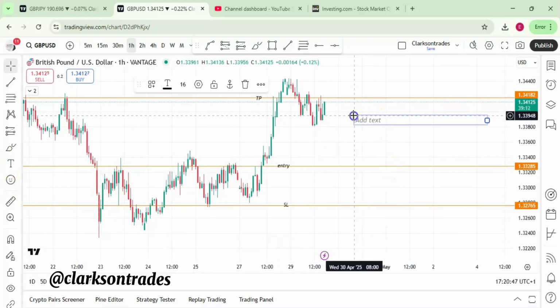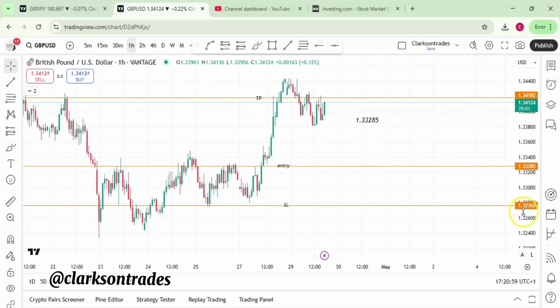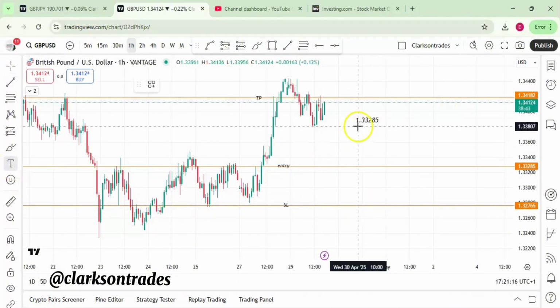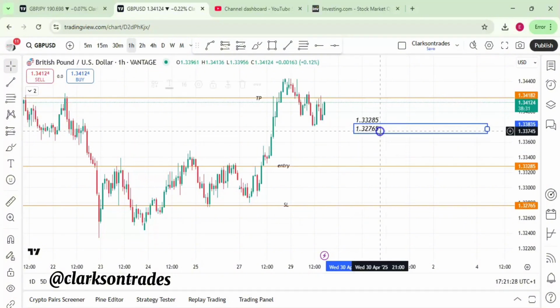Take your entry price, which is 1.33285. This is our stop loss price. We are using our entry price minus our stop loss price. So our entry price is 1.33285 minus our stop loss price, which is 1.32765. All right, let's do the subtraction.